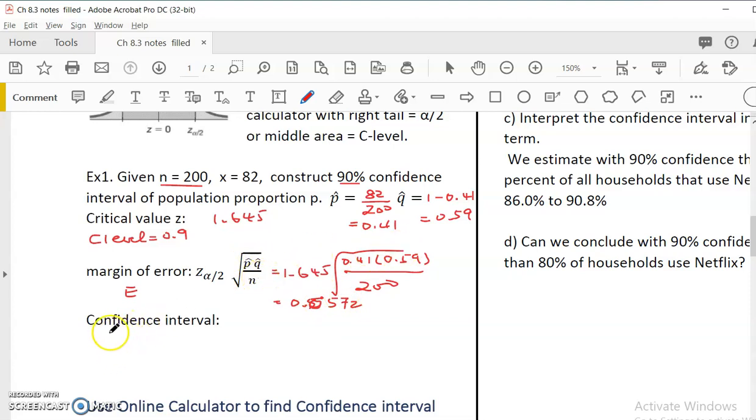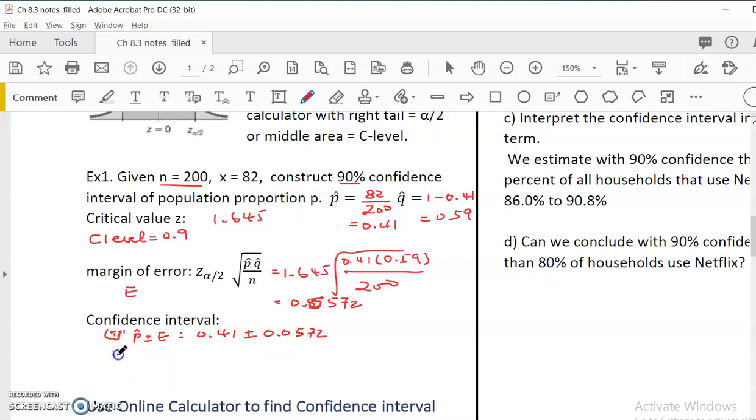Confidence interval, we have three formats. The first format, of course, is plus and minus: p hat plus and minus E, right? So we say p is in this range, p hat 0.41 plus and minus 0.0572. So that is the notation. That means my sample is 41%, but it could be backward by 5.7% or forward by 5.7%.